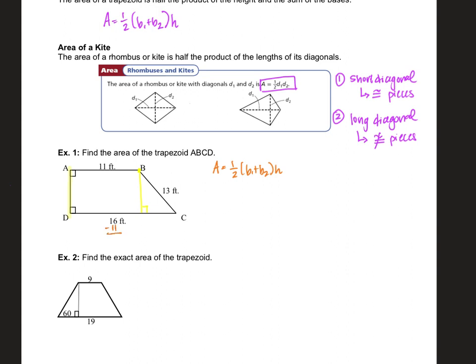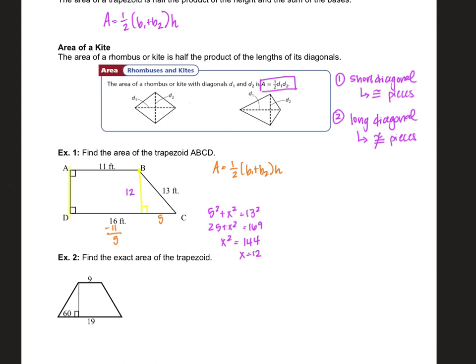I can take my top base, which was 11, subtract it from my bottom base, which was 16, and my leftover is 5. Okay, so now I have 2 pieces of information provided me, and if I need to find the third, if I'm given 2 sides, asked to find the third, I can use Pythagorean theorem all day long to find that. Okay, so 5 squared plus that missing height that I need to find equals 13 squared. So 25 and 169. Subtract those and I get 144, take the square root of that, and we're getting our height to be 12.